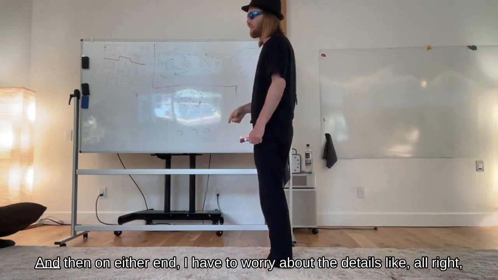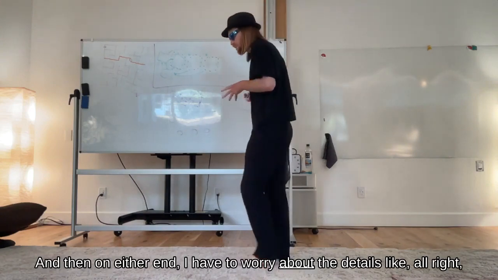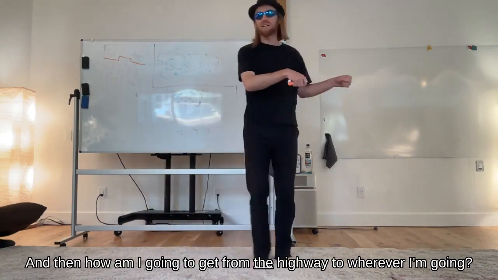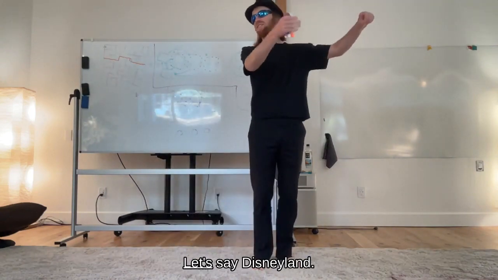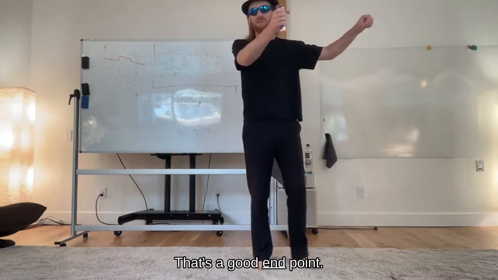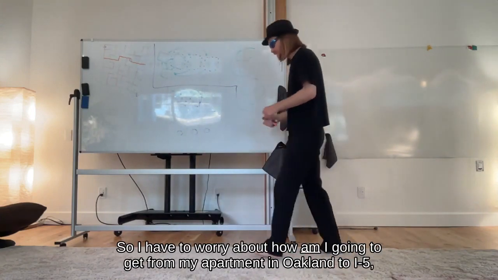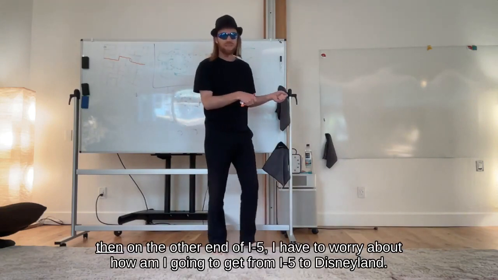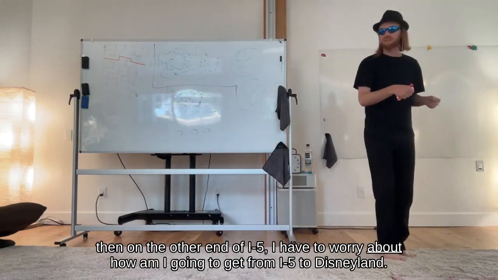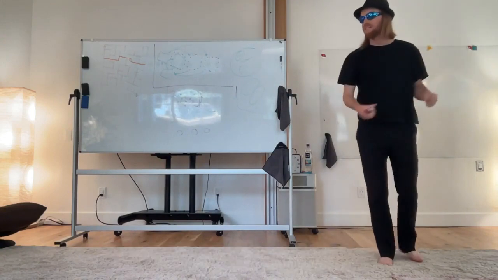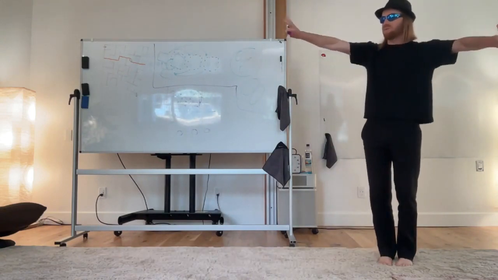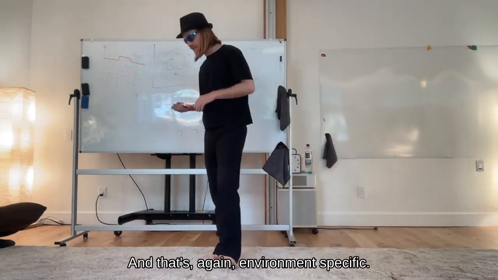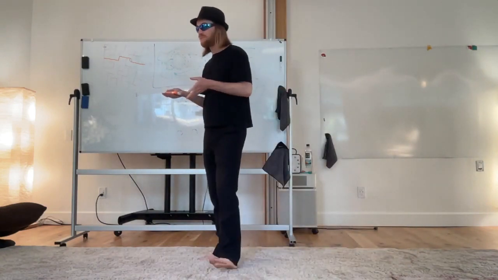Okay. And then on either end, I have to worry about the details of like, all right, how am I going to get to the highway? And then how am I going to get from the highway to wherever I'm going? Let's say Disneyland. That's a good endpoint. So I have to worry about how am I going to get from my apartment in Oakland to I-5. Then on the other end of I-5, I have to worry about how am I going to get from I-5 to Disneyland. Yeah. Those two problems factor apart, right?